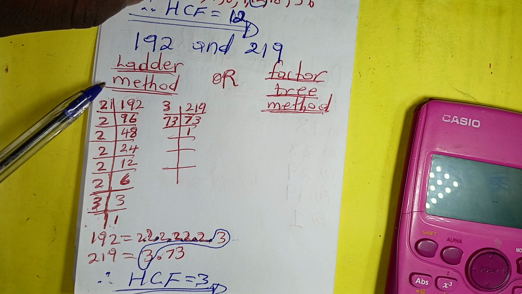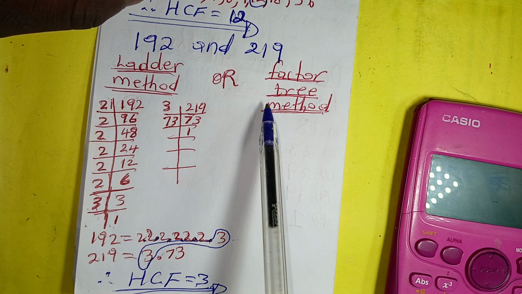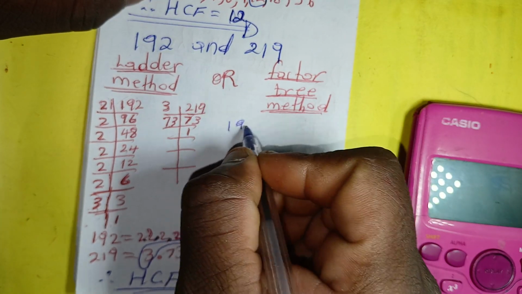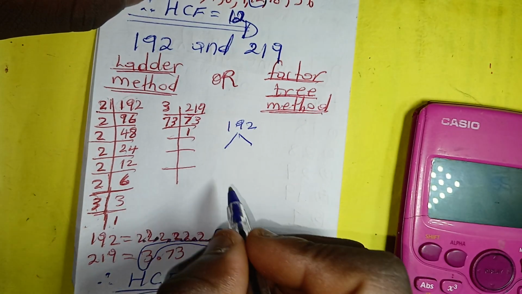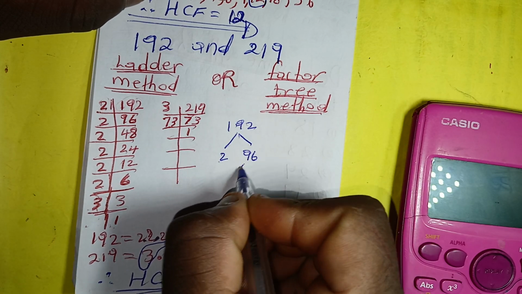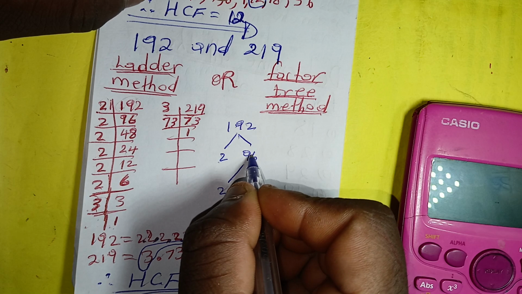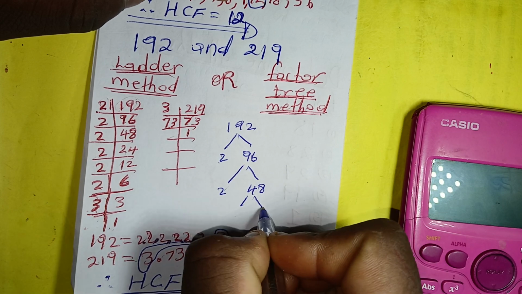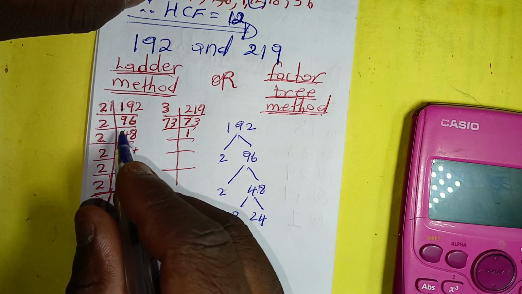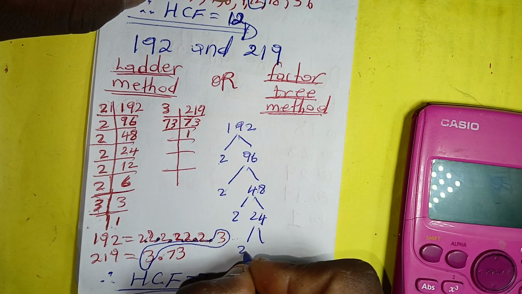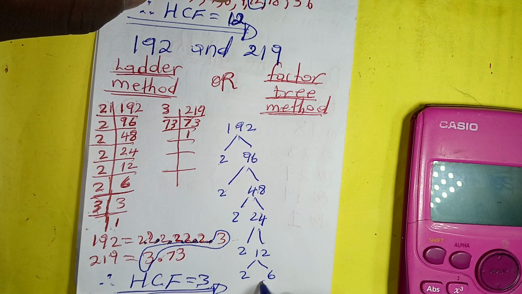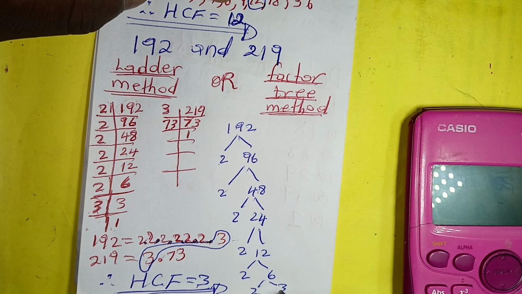This is what we call the ladder method. So what is the factor method? A factor method, guys, is that method whereby you start by saying 2 divides this number, you will get 96. And 2 divides this one, you will get 48. 2 divides this, you will get 24. All these are just the same as this one. 2 divides this, you'll get 12. 2 divides this, you get 6. 2 divides this, you get 3.